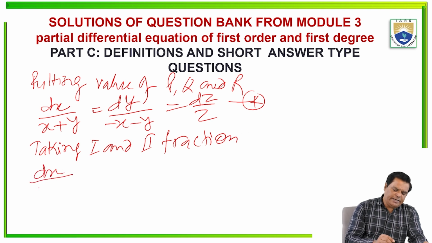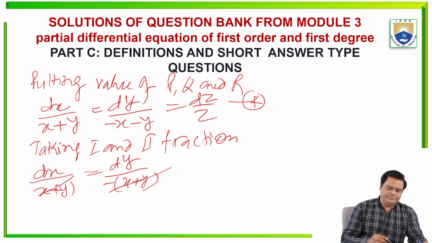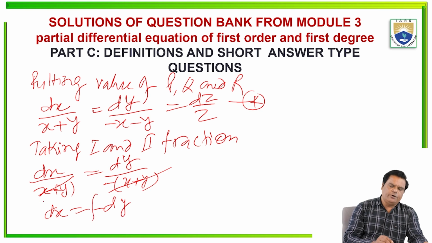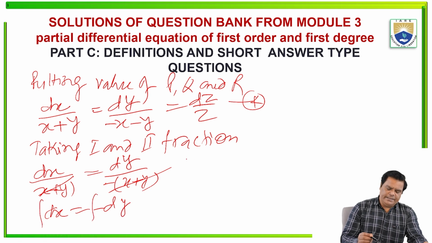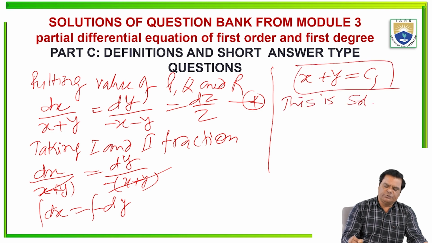So dx upon x plus y equal to dy upon minus x plus y. So this cancels here: dx equal to minus dy. Integrating on both sides, we get x plus y equal to c1. This is solution 1.